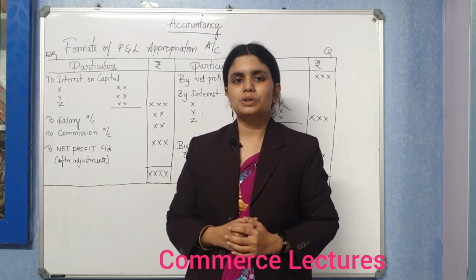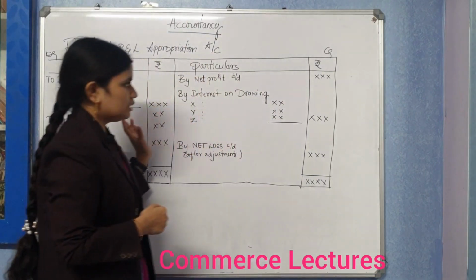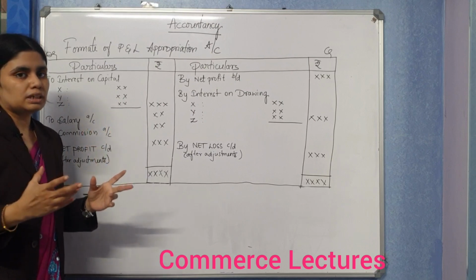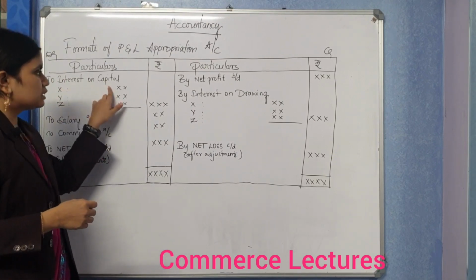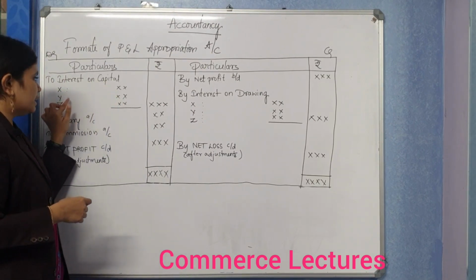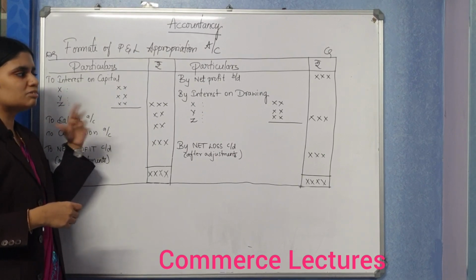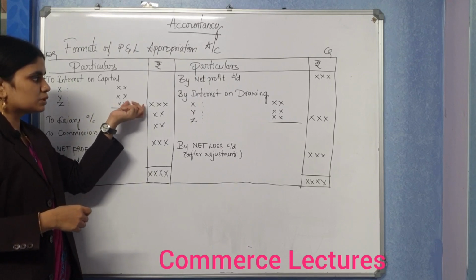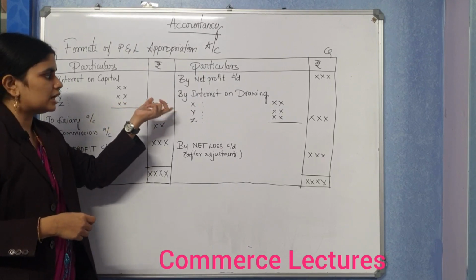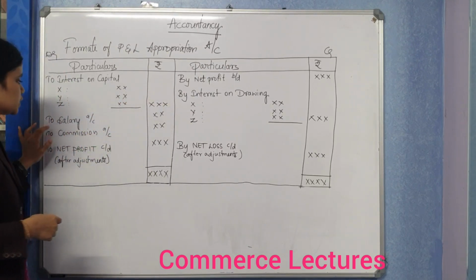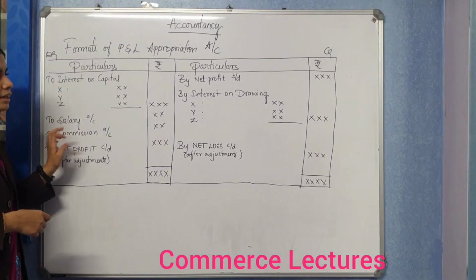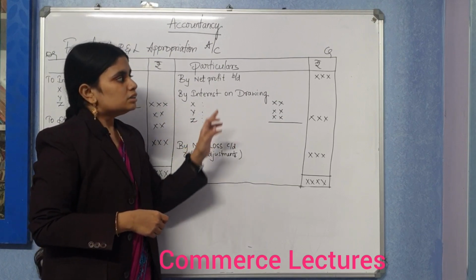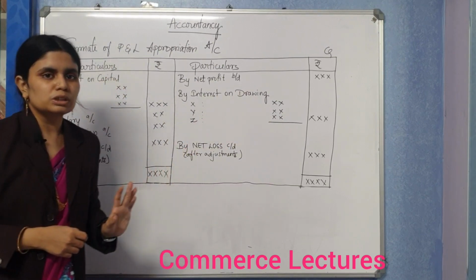At that time what you have to do is, take down columns like this. Enter, take your own imaginary figures. Interest on capital. Take XYZ, ABC, whatever names you like for the partners, put a certain amount, add that and put in the outer column. Next to salary, to commission. Next by net profit brought down, by interest on drawing. There also you have to put your own amounts.